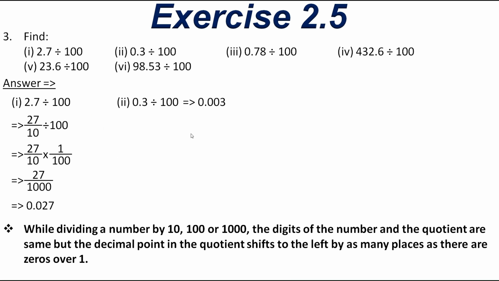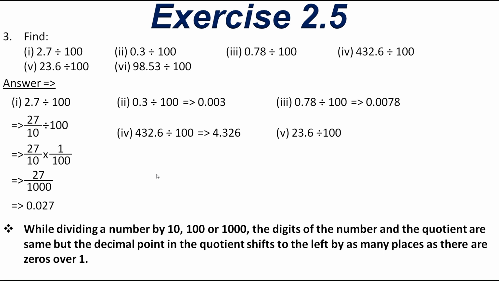answer as 0.003. Okay, now 0.78 will become 0.0078. Here we will write it as 4.326. Next here we will write it as 0.236. And here we will write the answer as 0.9853. It's very easy, you just have to remember.